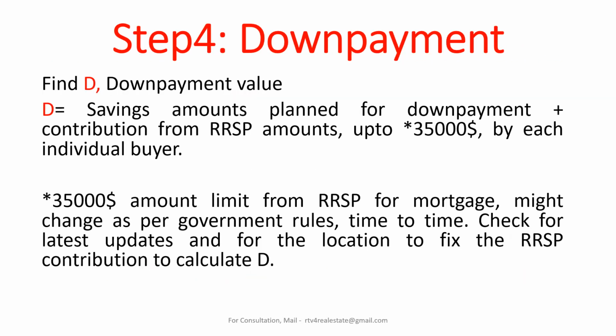Step 4, find D, down payment value. D equals savings amounts planned for down payment plus contribution from RRSP amounts, up to $35,000, by each individual buyer. The $35,000 amount limit from RRSP for mortgage might change as per government rules, from time to time. Check for latest updates and for the location to fix the RRSP contribution to calculate D.